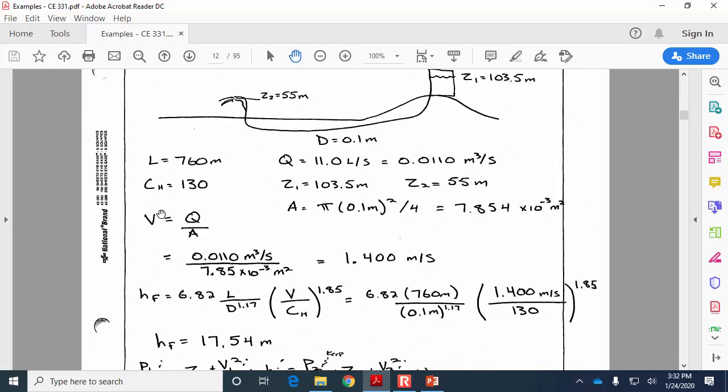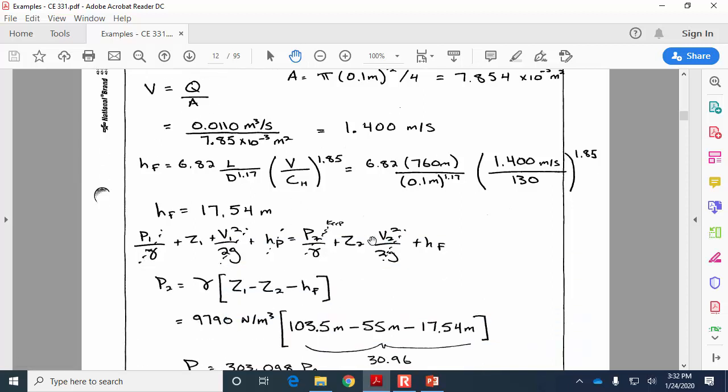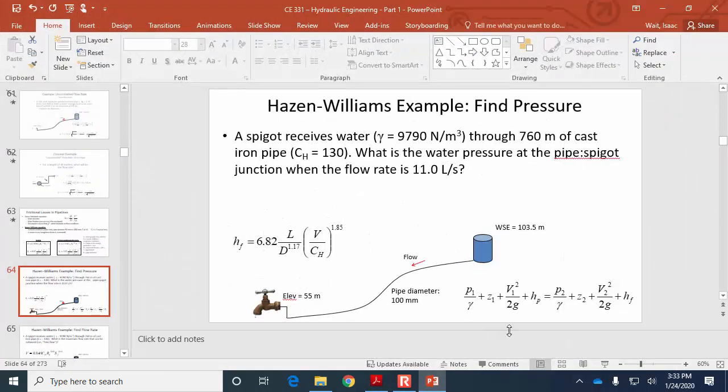You still would have had the same thing to find V. That didn't change depending on if you use Hazen-Williams or Darcy-Weisbach. And then once you have H sub F estimated, it would have been the same substituting it into the energy equation. The energy equation isn't different. It's just a different model for estimating the effects of pipe friction. So we could solve the same problem with Darcy-Weisbach. Okay.